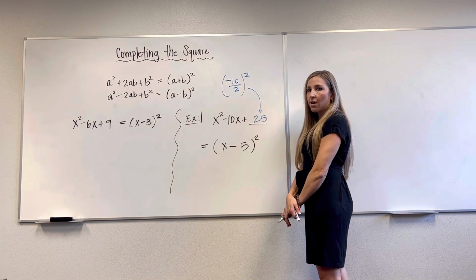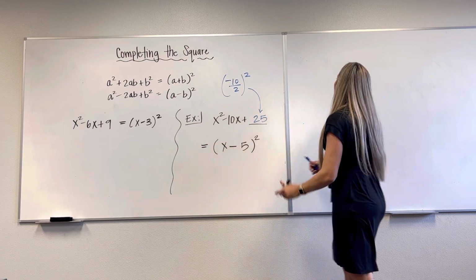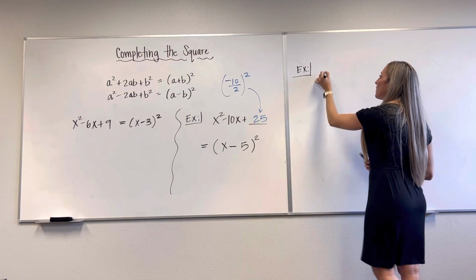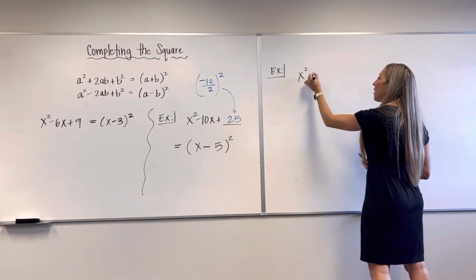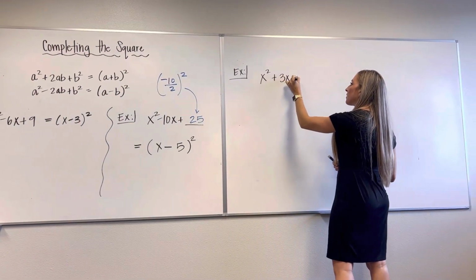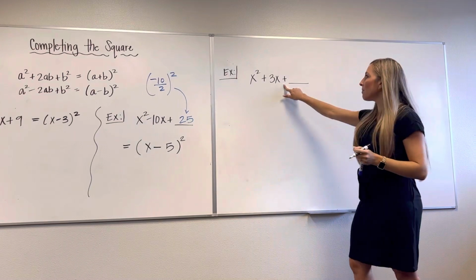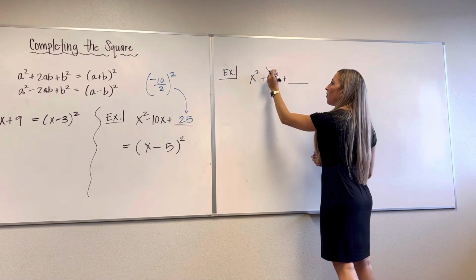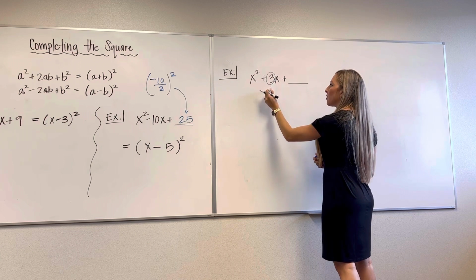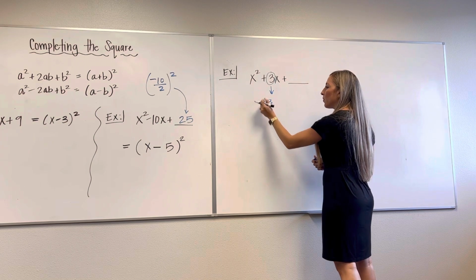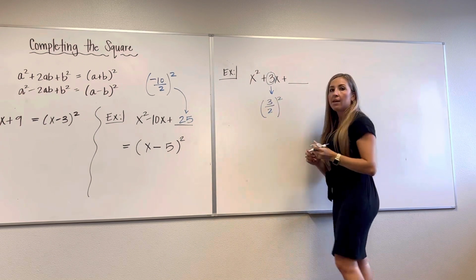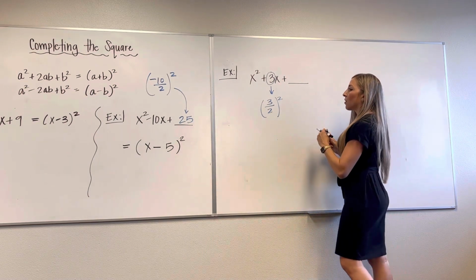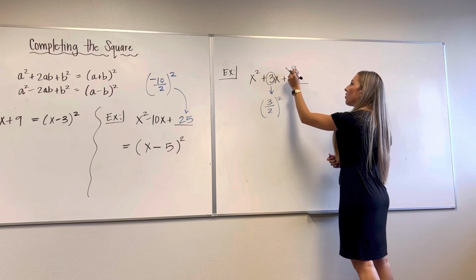Okay, should we do another? Yeah, why not? Complete the square for this one. Say we have x squared plus 3x. It's always going to be plus because you're squaring it, right? So take the coefficient of the linear term, divide it by 2, and square it. Now when you square a fraction, you square the numerator, square the denominator. So I'm going to add 9 over 4.